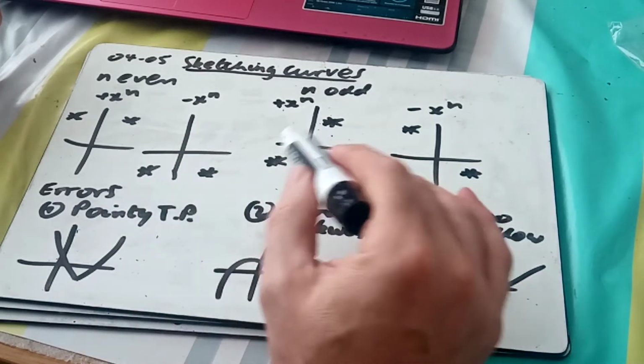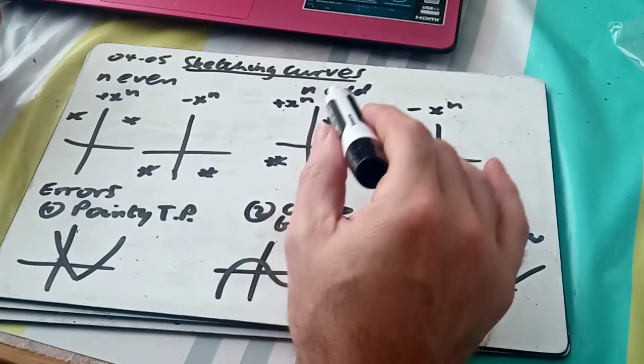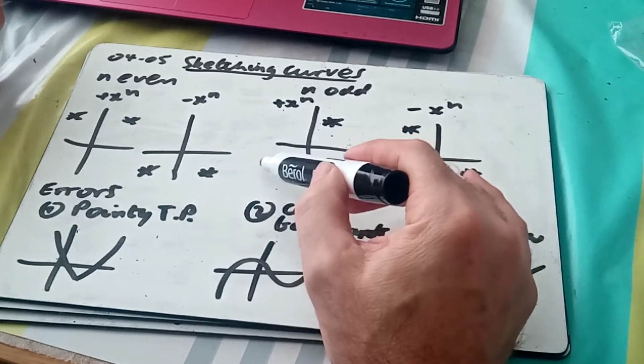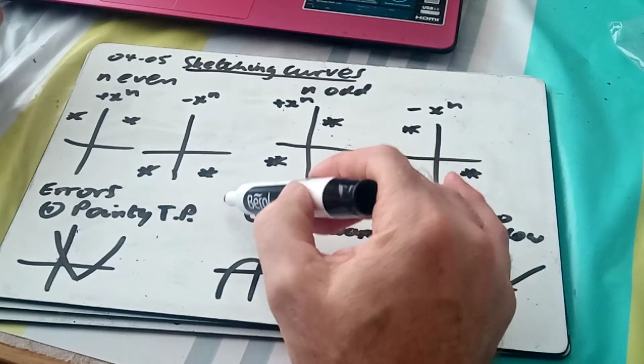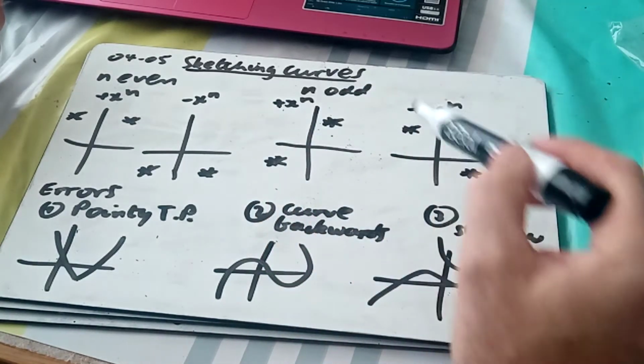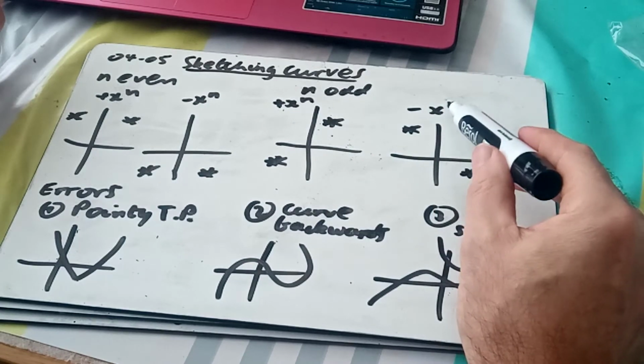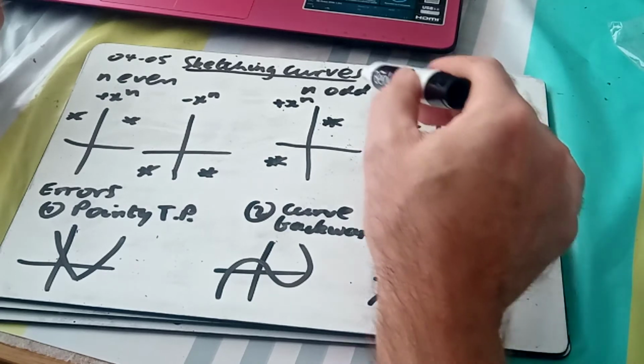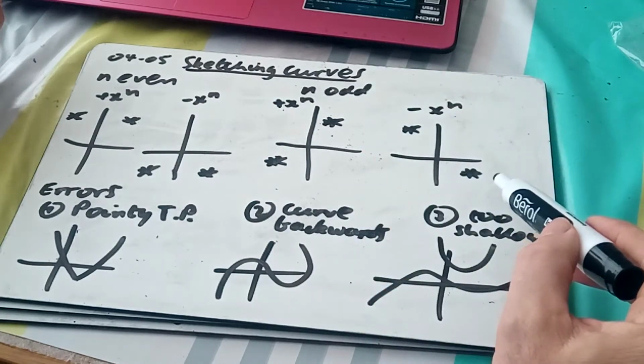If it's odd, it'll start in opposite quadrants and finish in opposite quadrants. So if it's positive, like a straight line, it would start down there and finish up here. X cubed starts like that and goes that way. And if it's a negative x cubed, negative x to the 5, it would start in the upper one and finish in the lower one down there.